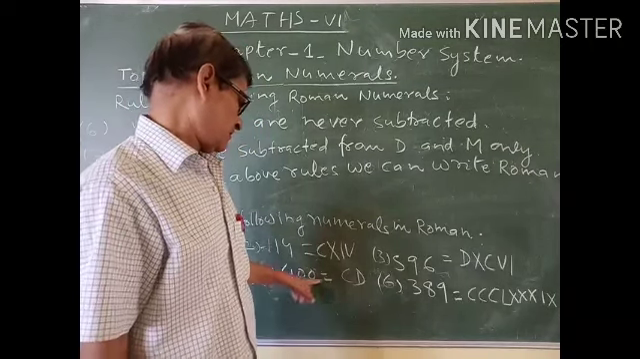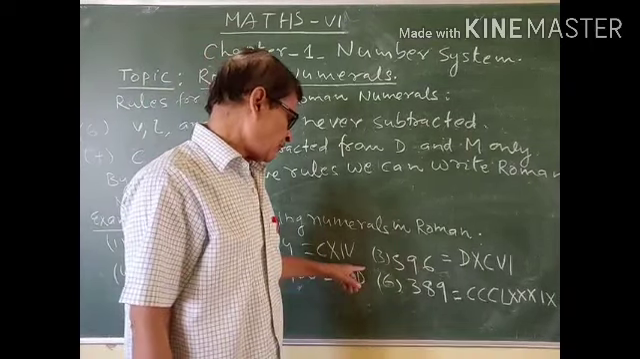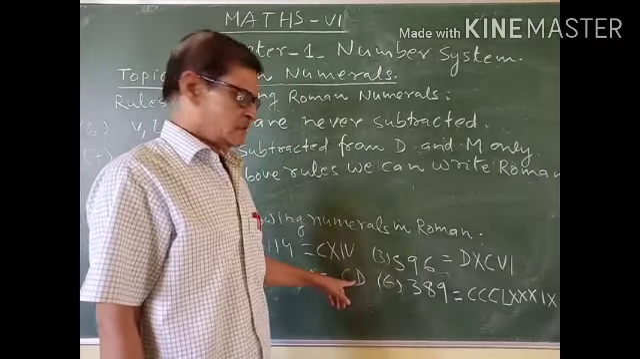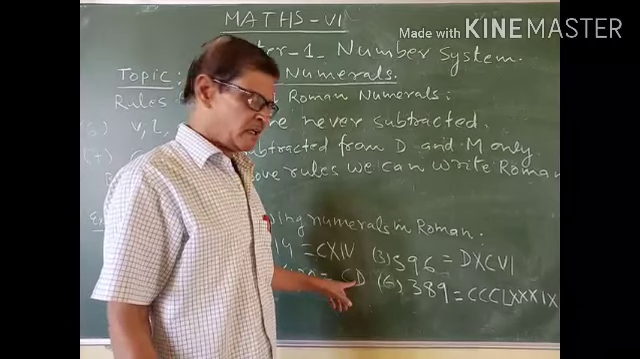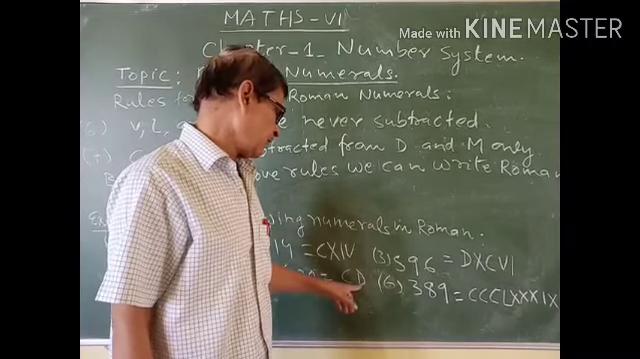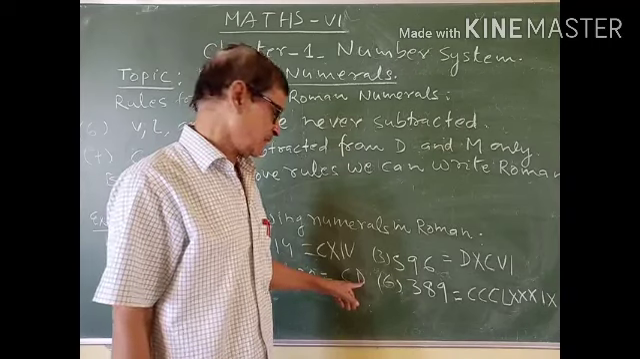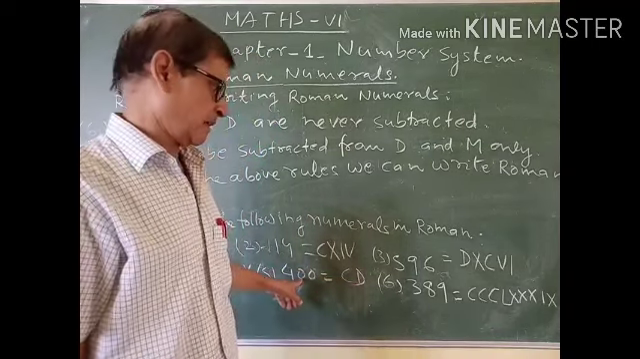Now example number 5, 400. Here D is 500. We want to write 400. We can subtract C from D. And if C is subtracted from D, this becomes 400.